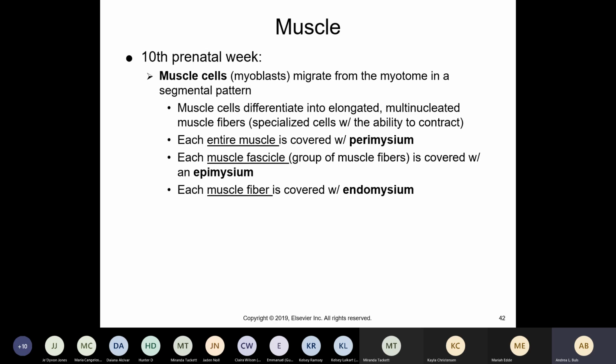Each entire muscle is covered with what's called perimysium. And then inside of that, you've got little groups of muscle fibers called muscle fascicles, and those are covered with epimysium. And then each individual fiber is covered with endomysium.